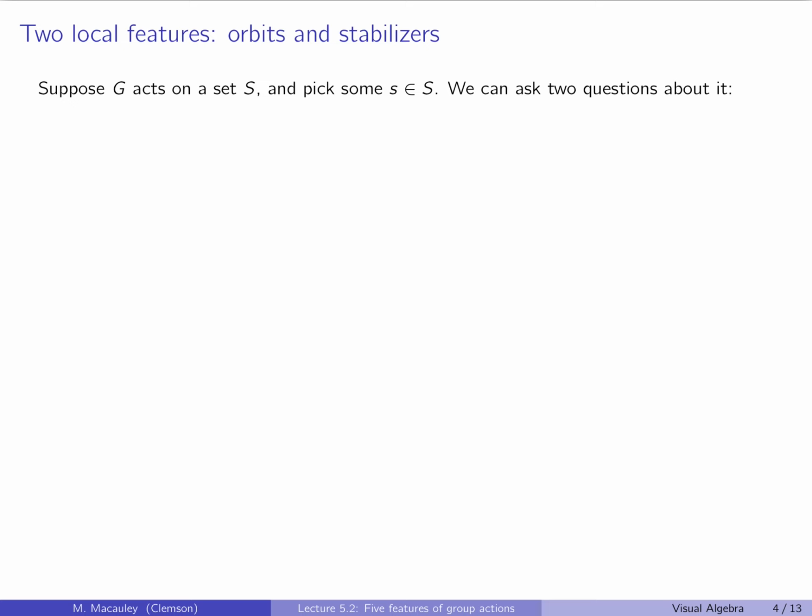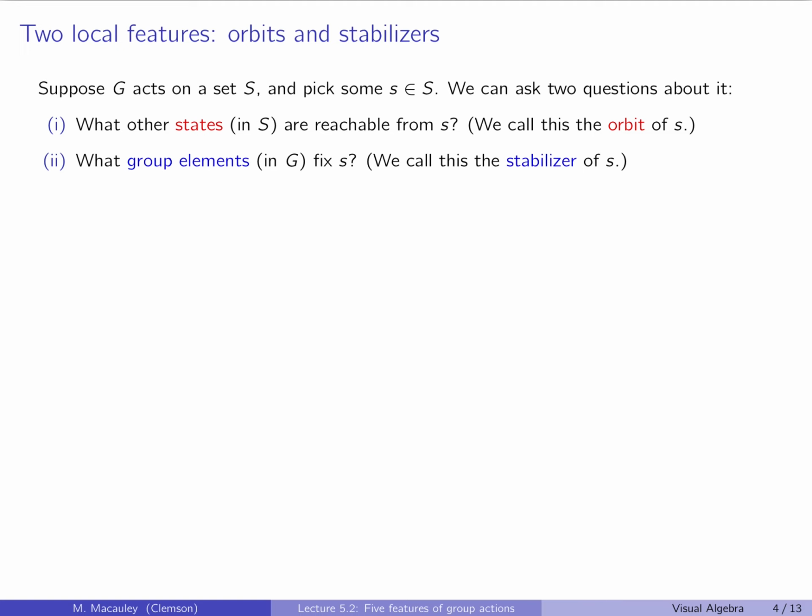We'll start with two local features, both of which are defined for individual set elements. Suppose G acts on a set and picks some element S in the set big S. We can ask two questions about it. First, what other states in big S are reachable from our element S? We call this the orbit of S. Next, what group elements, that is in G, fix S? We call this the stabilizer of S.